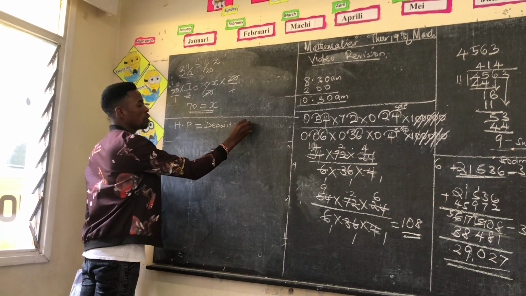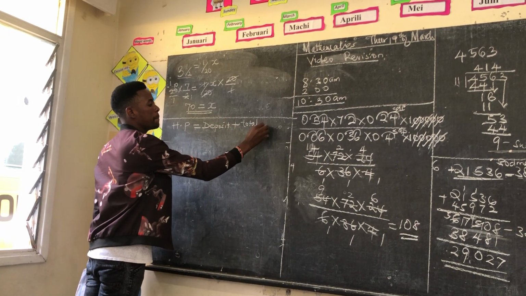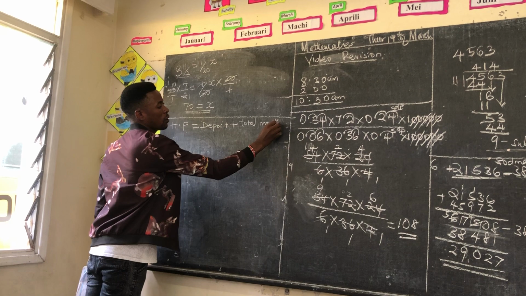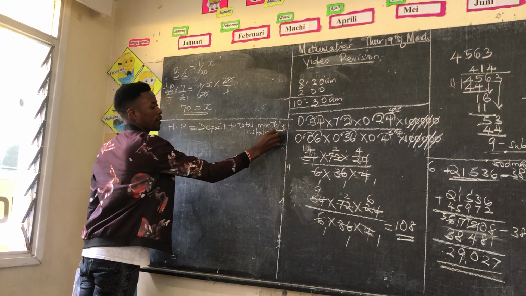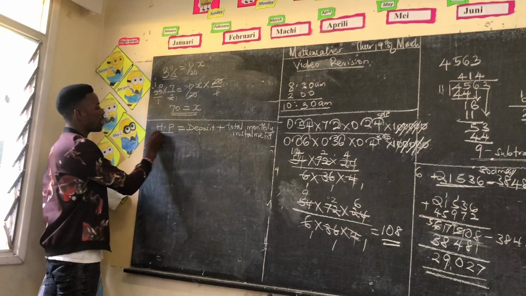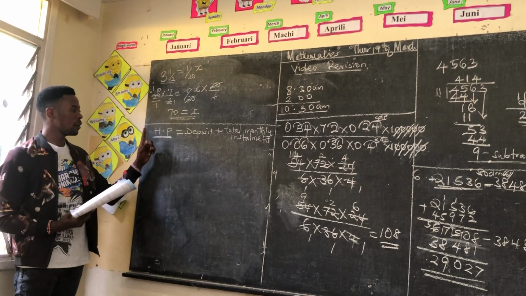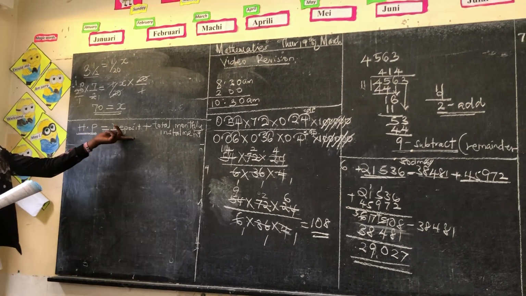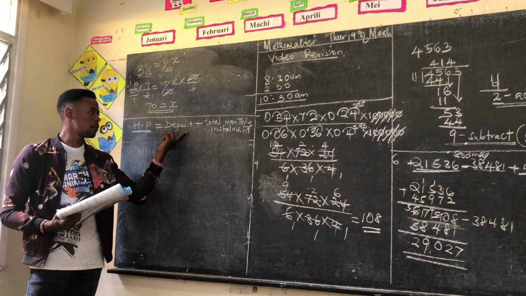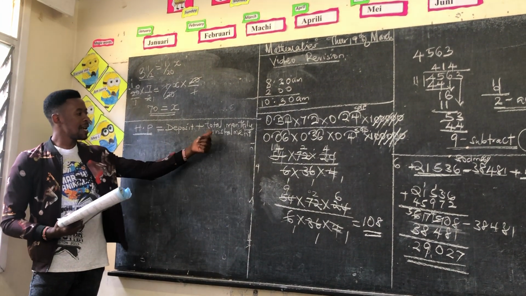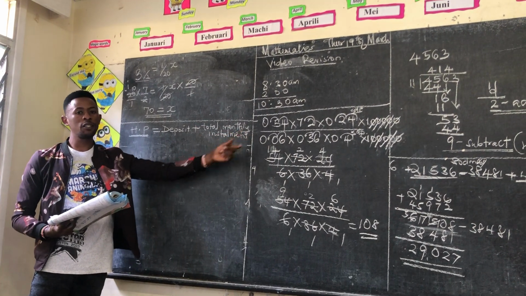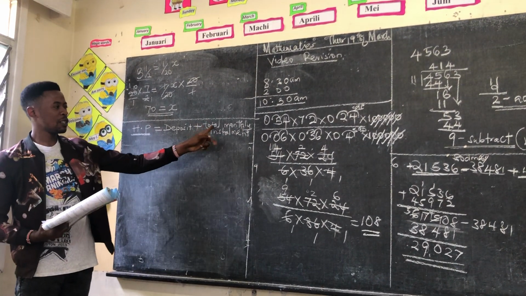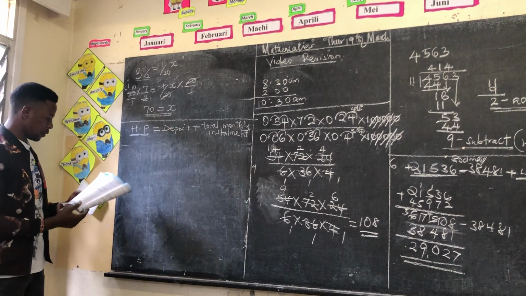plus the total monthly installments. That is how you achieve buying something on hire purchase. The deposit, that is the amount of money you paid first, plus all the amount of money that you pay per month. So that is the total monthly installment.